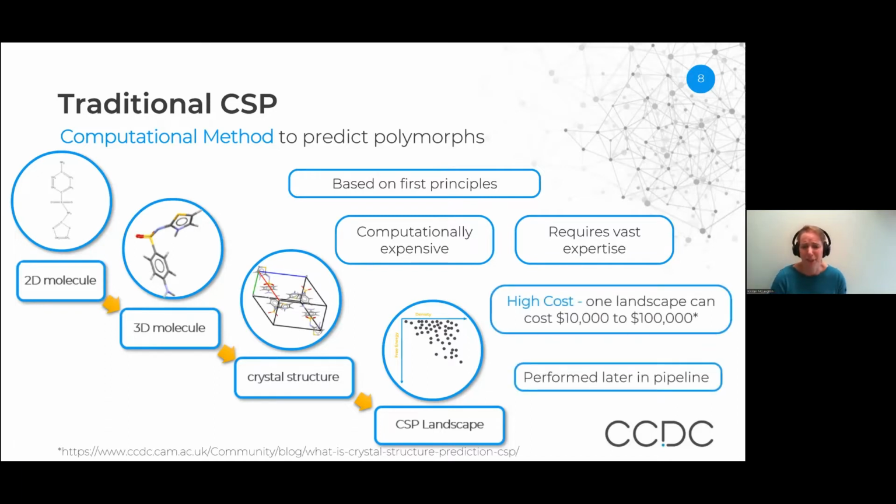So we're talking about a really high cost. One landscape can cost up to $100,000 to run. And because they're so high cost, they're performed later in the pipeline, when the company is willing to invest large amounts of money into this medicine or potential medicine.